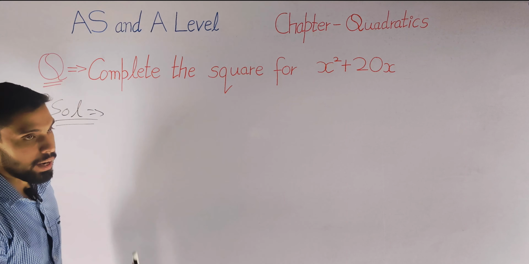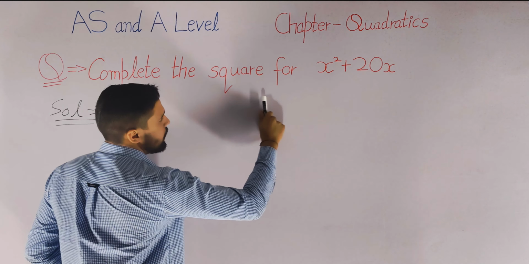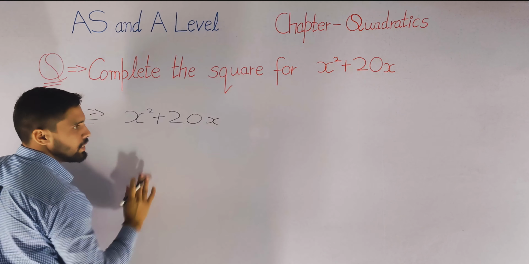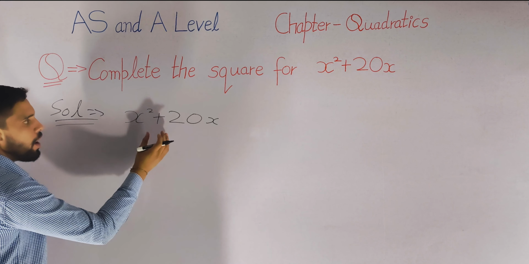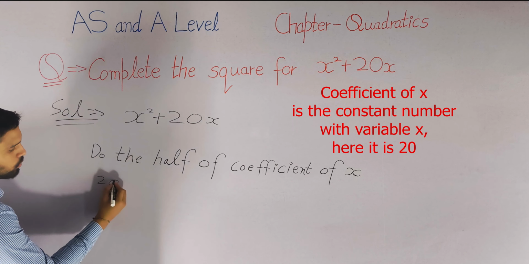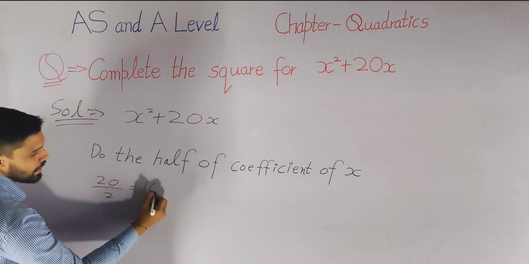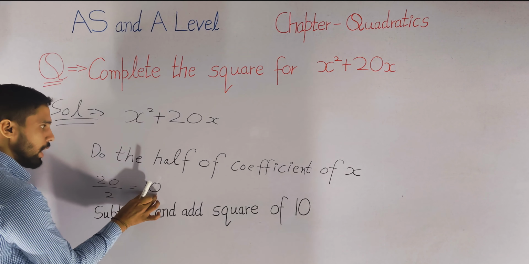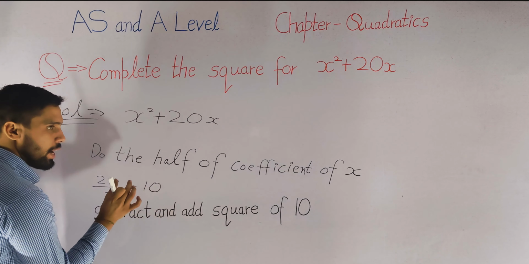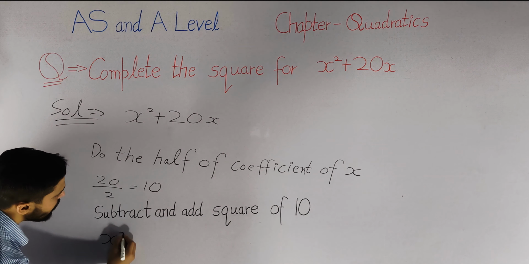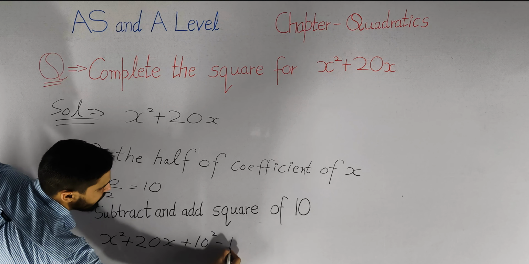Let's move to questions. Now we have this question: complete the square for x square plus 20x. To solve this, firstly we will write x square plus 20x as it is, and the first step is we will take half of the coefficient of x. Half of the coefficient of x is 20 by 2, and you get 10. The next step is to subtract and add the square of 10. You have half of the coefficient of x, 10, and now you need to subtract and add the square of 10, and you will have x square plus 20x plus 10 square minus 10 square.